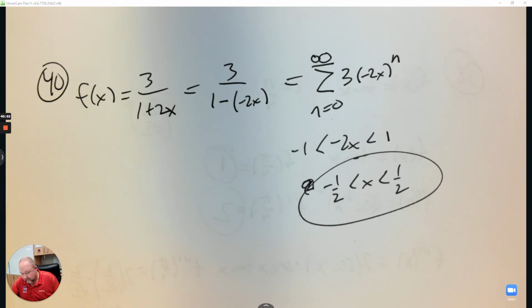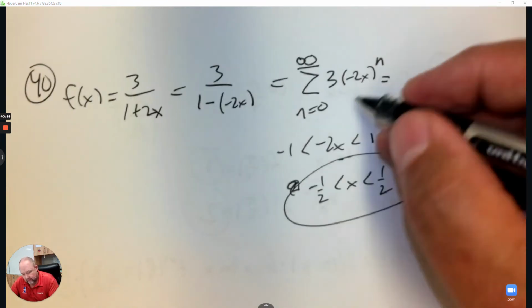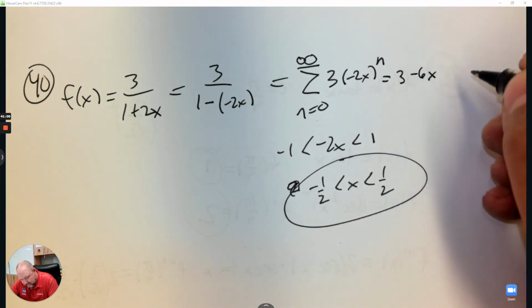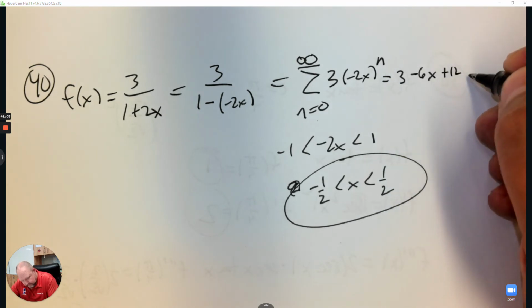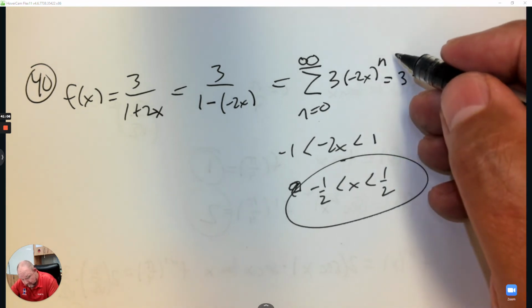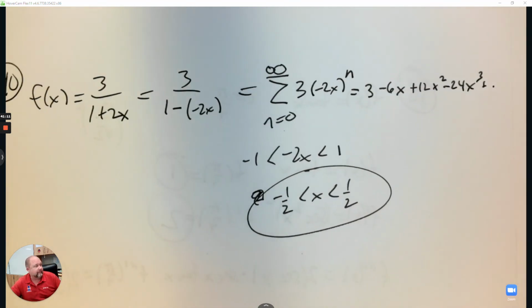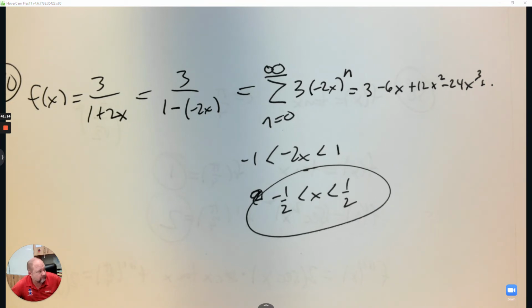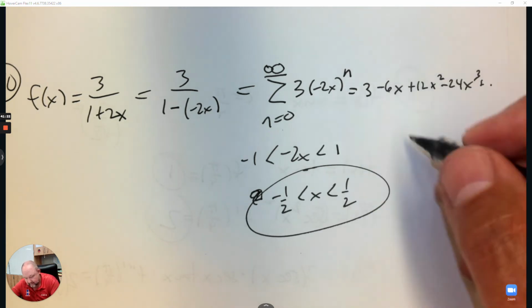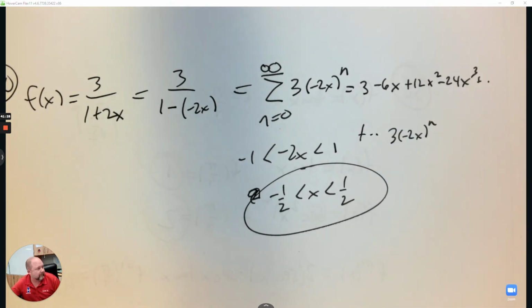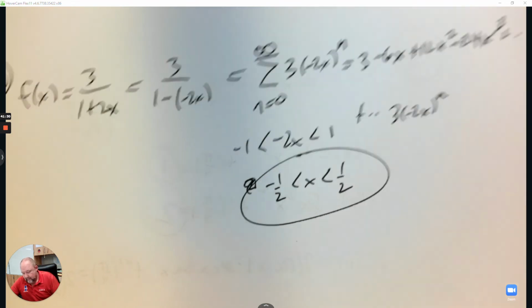Oh, I'm supposed to show 4 terms. So plug in 0, plug in 1, plug in 2, plug in 3. That's 8 and 3. It's 24. And so on. The general term here would be that 3 and negative 2x at the end. That's the general term. Number 41.